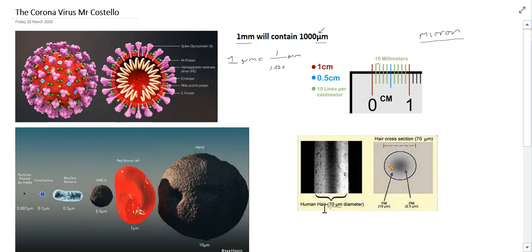So think about a human hair. 70 microns is one human hair. When you look at it, you can't really judge that with the naked eye. You have to actually look at it under the microscope, and that's what we have here. We have a human hair under the microscope.